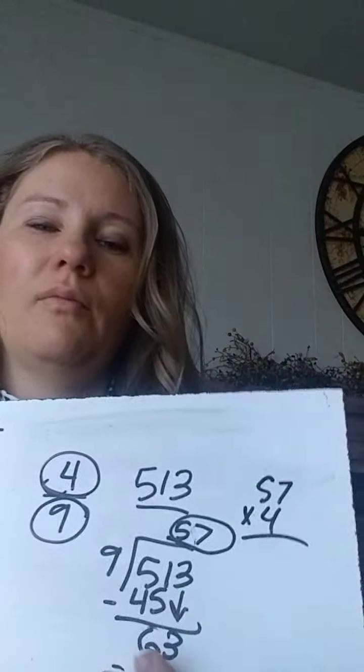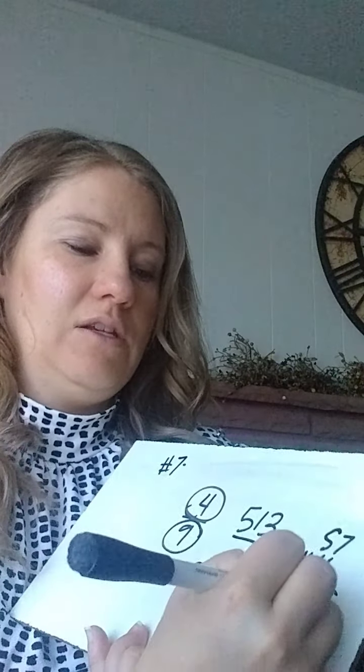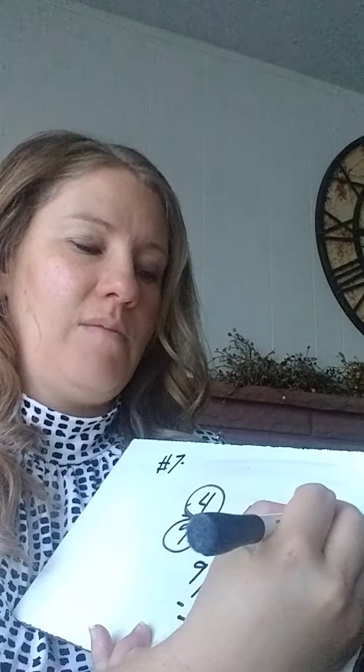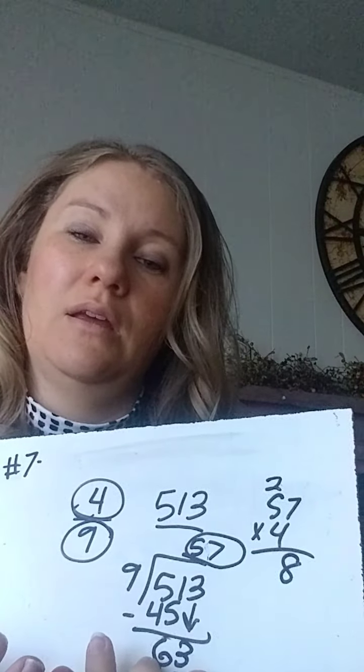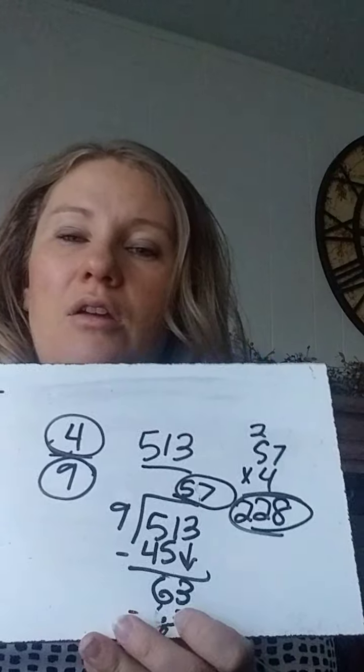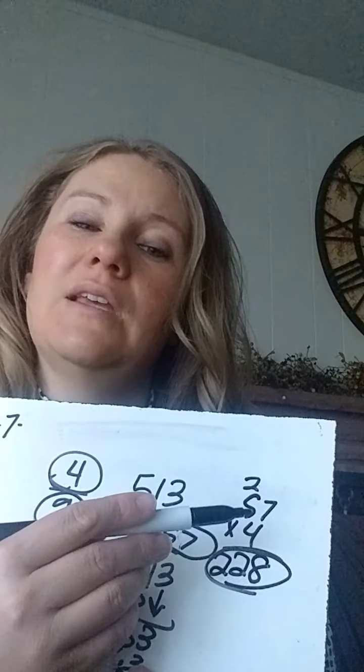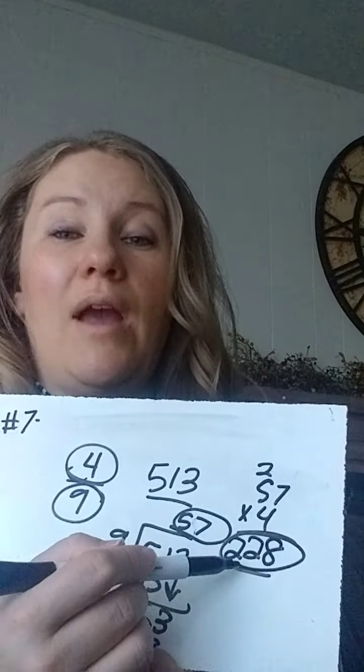So let's go 57 times 4. All right, so I know that 4 times 7 is 28. So I write my 8, carry my 2. 4 times 5 is 20, plus 2. So I know how many people cheered right there. So you can go ahead and figure that out. If you can do 57 times 4, it'll tell you how many people cheered.